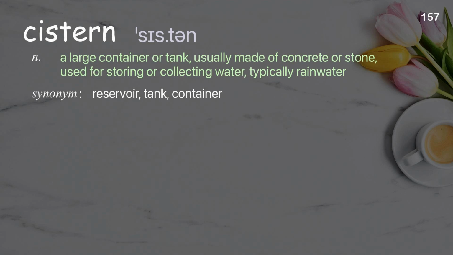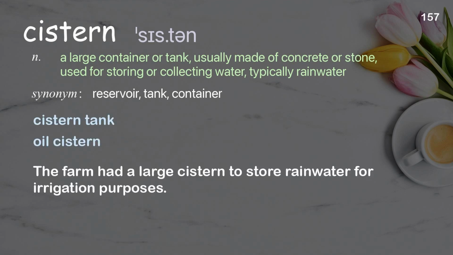Cistern. A large container or tank, usually made of concrete or stone, used for storing or collecting water, typically rainwater. Examples: Cistern tank. Oil cistern. The farm had a large cistern to store rainwater for irrigation purposes.